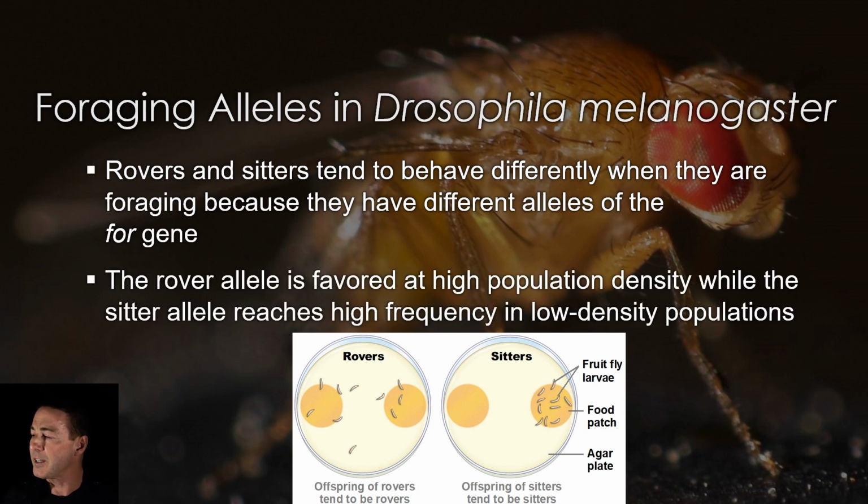Follow-up work showed that the protein product of the FOR gene was involved in a signal transduction cascade, meaning it is involved in the response to a cell-cell signal. Rovers and sitters behave differently when they are foraging because they have different alleles of the FOR gene. Genes that are homologous to FOR have now been found in honeybees and the roundworm C. elegans. Researchers are investigating which signaling pathway uses the FOR gene product and how different alleles change feeding behavior.